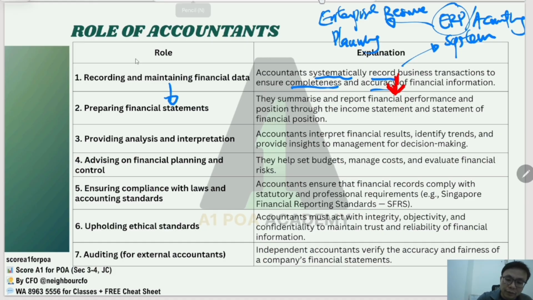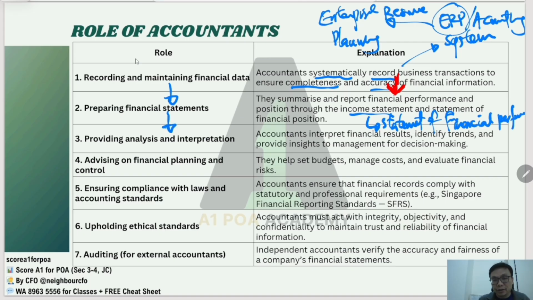Next, we talk about the second role. The second role is talking about preparing financial statements. They summarize and report financial performance. Seems very familiar to the acronyms, to the short terms that we established earlier on in the previous slide. So later we will get back to that. So summarize and report the financial performance and position through the income statement and statement of financial position. So once again, we also talk about the fact that the income statement is commonly known as the statement of financial performance.